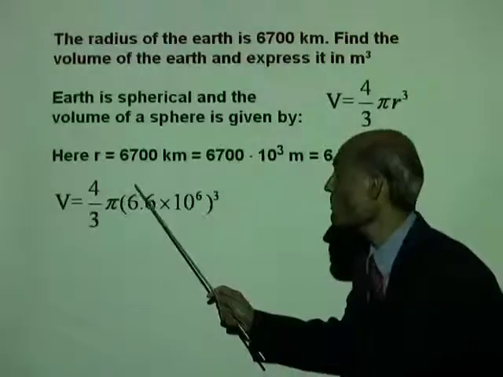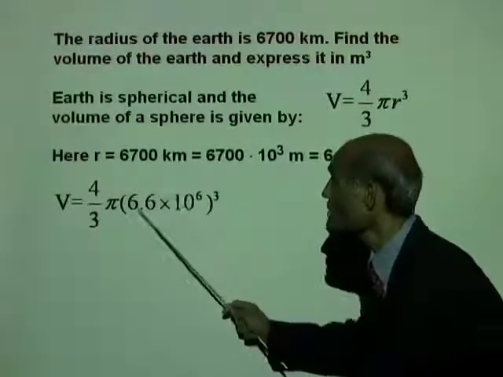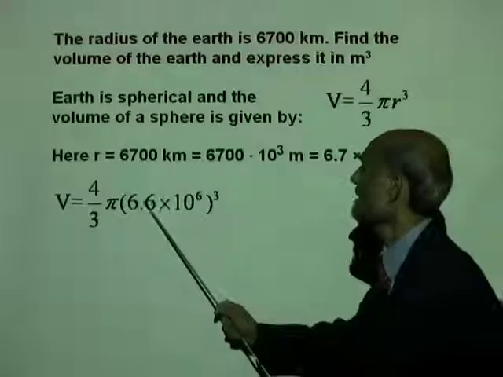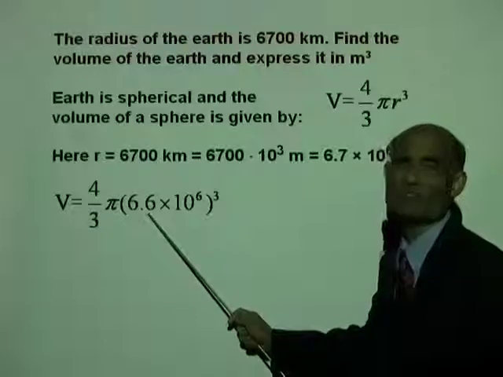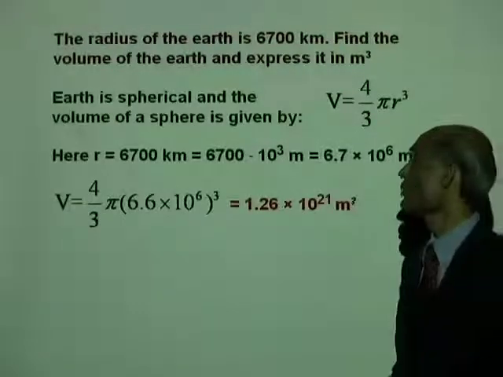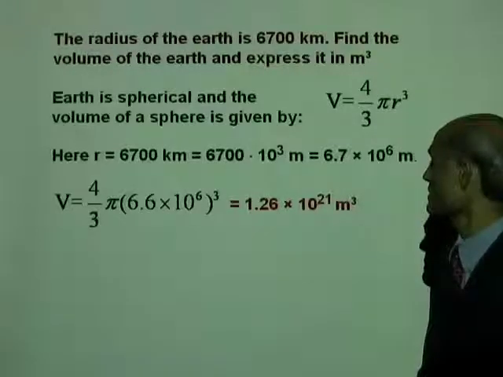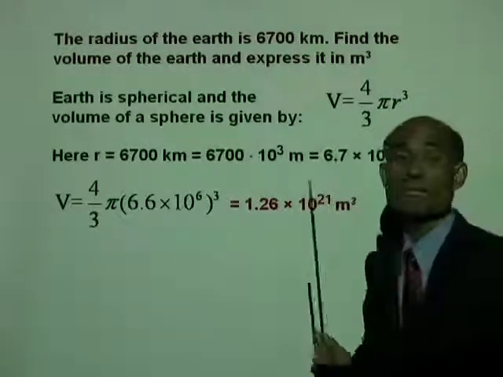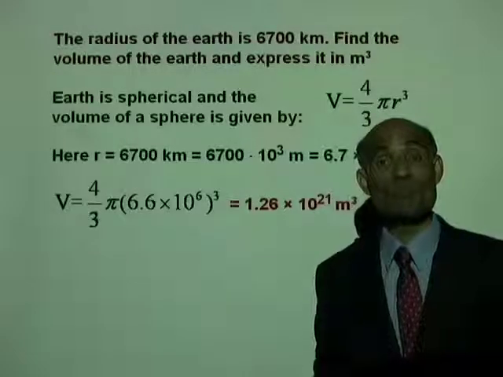V equal to 4/3 pi r is 6.6 times 10 to the 6. Well, it should be 6.7. You make that correction. And that will be approximately 1.26 times 10 to the 21 cubic meter is the volume of the Earth.